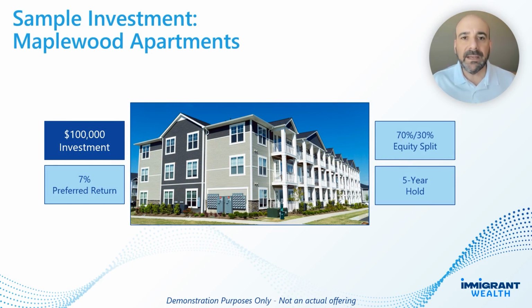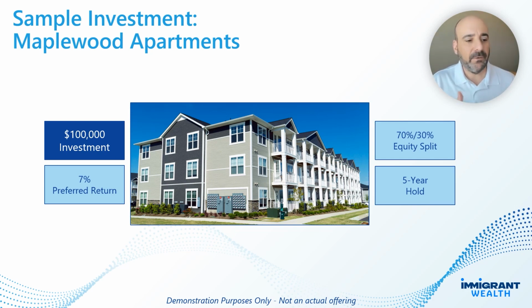Now, we're just making this up. I just want to throw some numbers out there just to give you a sense of what this thing would look like. So let's say Maplewood Apartments is here. There's a deal out there that a general partner is pitching and requires, say, $100,000 investment as a minimum. So that's what you as a limited partner would put in.